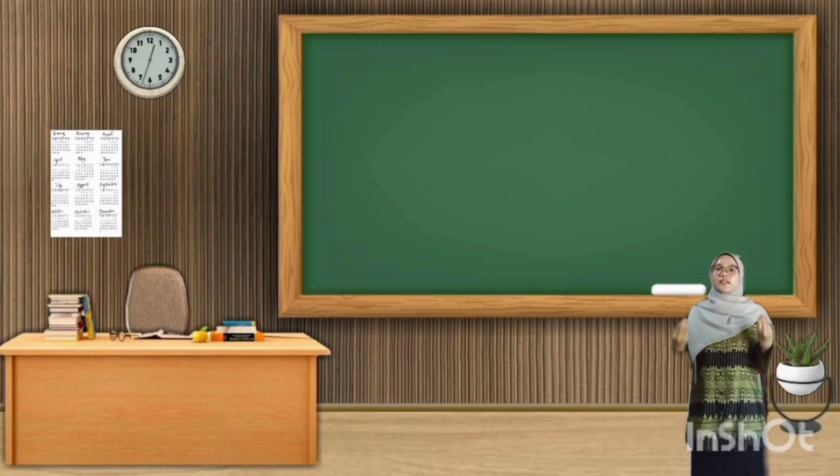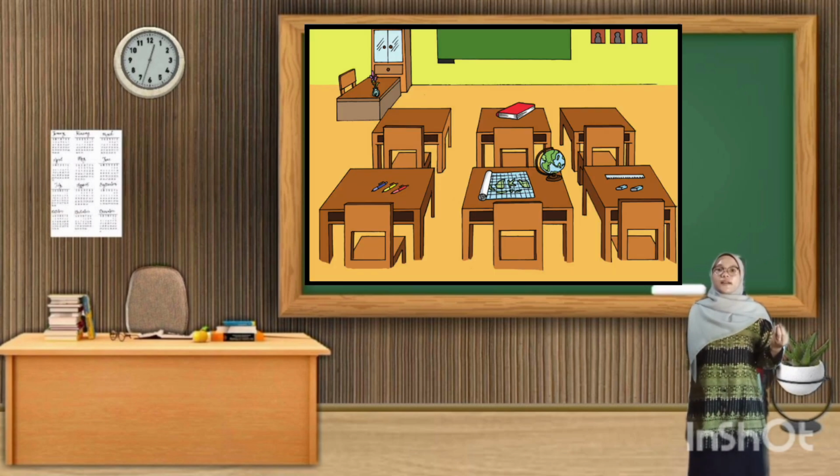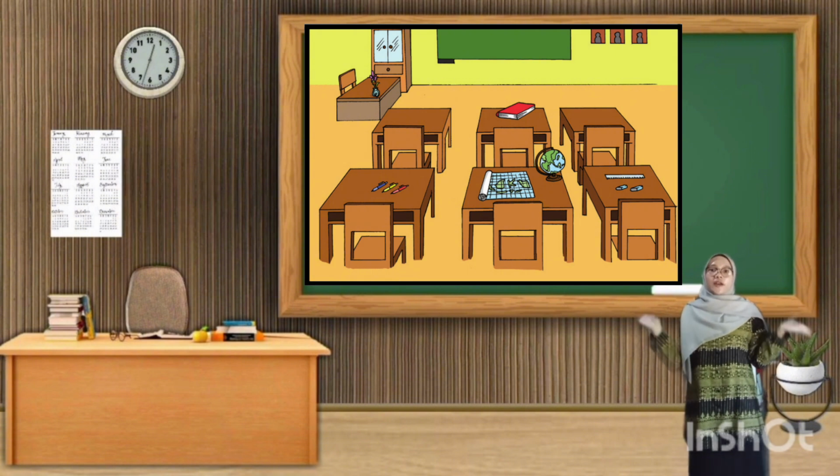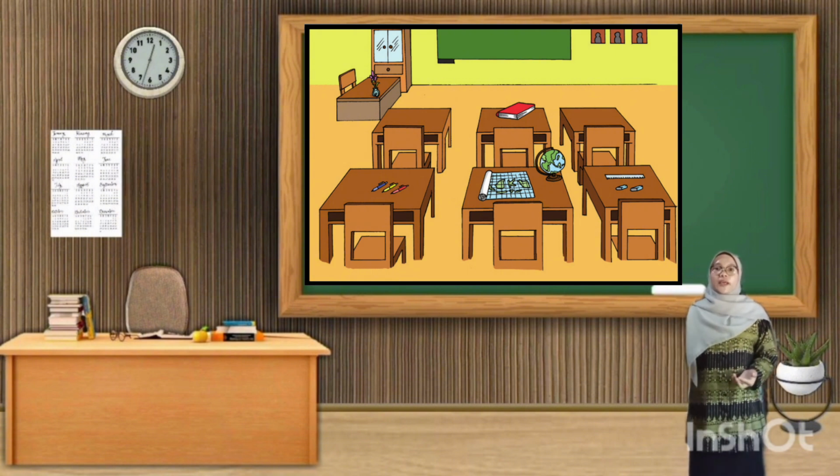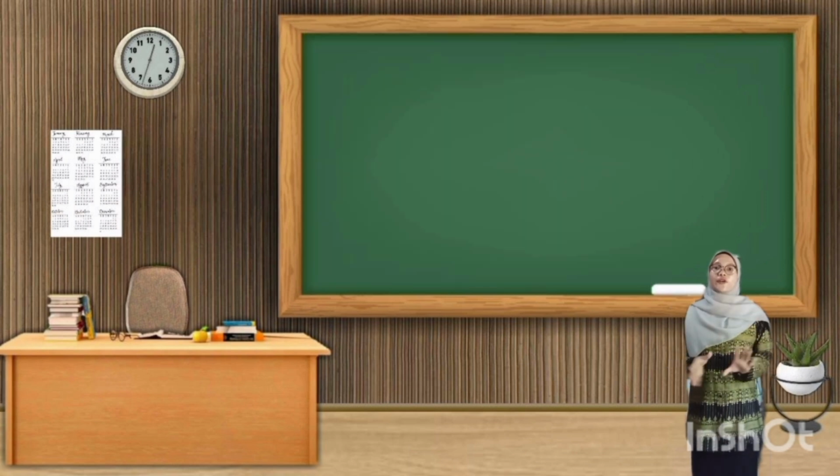Okay, next you will see the picture. Now, from this picture, please choose two objects, and from the two objects, please make a sentence. Use there is or there are. You can write the answer in the comments column. Okay? Okay, that's all for examples about there are and there is.